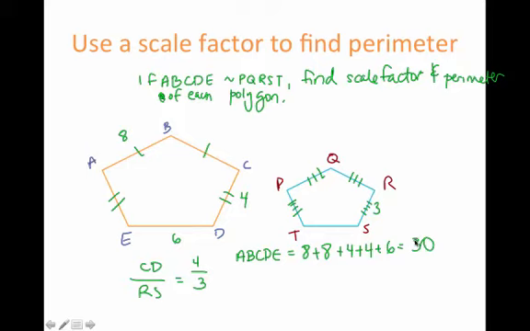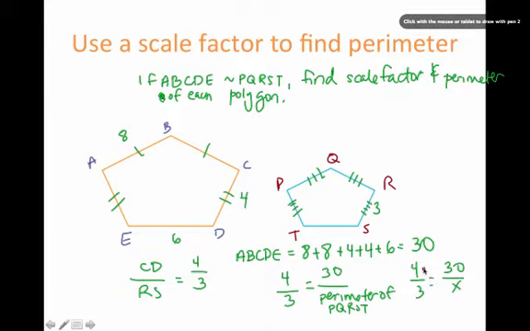So now we can use the perimeter of ABCDE and the scale factor between the two polygons to write a proportion so that we can find the perimeter of this other polygon. So here's a scale factor, 4/3. That's going to be equal to the perimeter of ABCDE divided by the perimeter of the other polygon, which is PQRST. So we can write it as 4/3 equals 30 over x.